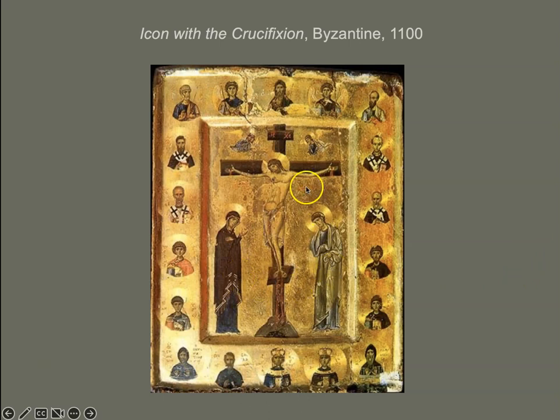Below Christ, we have Mary here kind of pointing at him, and then we have Joseph on the other side. And you'll notice how they form this implied triangle with Christ at the top. So it's a hierarchical structure, as opposed to a scale here. Again, we have that gold background and the saints surrounding.